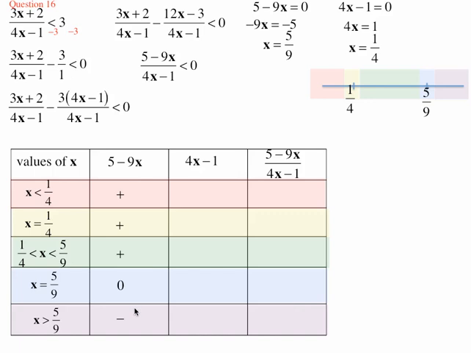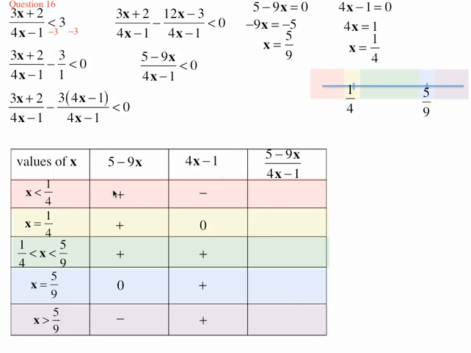For 4x minus 1, we're going to look at values when x is less than 1/4. For 0, for example, we get a negative. When x is equal to 1/4, 4 times 1/4 is 1, minus 1 is 0. When x is between 1/4 and 5 ninths, like when x is a half, half of 4 is 2. 2 minus 1 is 1, which is positive. So the rest of these are going to be positive. 5 ninths, for example, that's 0.5 repeating times 4, which is like 2.2 repeating. Take away 1 is still going to be positive. And greater than 5 ninths, like 2: 2 times 4 is 8, take away 1 is 7, which is positive.